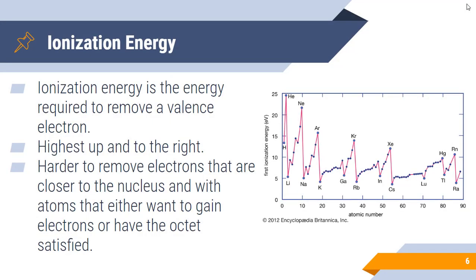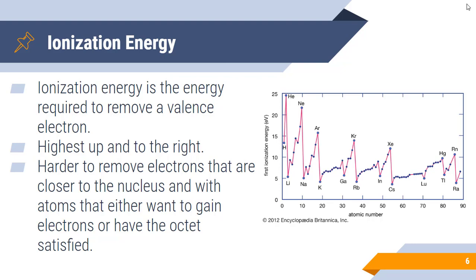Ionization energy is simply the energy that's required to remove a valence electron, and that is highest up and to the right. If you think about it, this makes sense. It's harder to remove electrons that are closer to the nucleus, so it's kind of the opposite of atomic radius, right? The electrons that are on the far right-hand corner, or top right-hand corner rather, are closest to the nucleus. So they are going to be the ones that require the most energy to remove. Those that are down and to the left are the furthest away from the nucleus and will require little energy to remove.